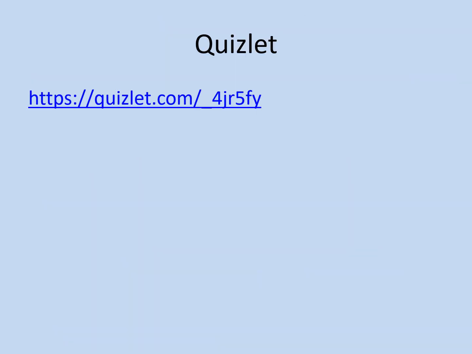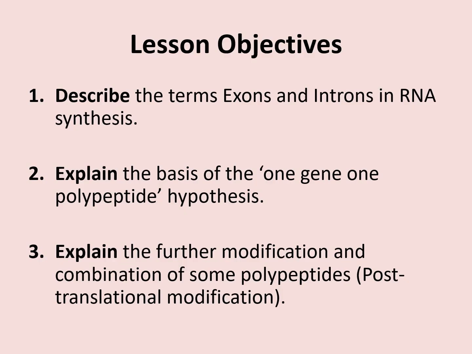There's a quick Quizlet, so you might want to do that as your plenary. And then just to review, hopefully you should feel a little bit more confident that you understand what exons and introns are, and how the introns can be removed in post-transcriptional modification. Then we should also understand about the one gene, one polypeptide hypothesis, and then also about further modification in the Golgi body, for example, and protein trafficking.